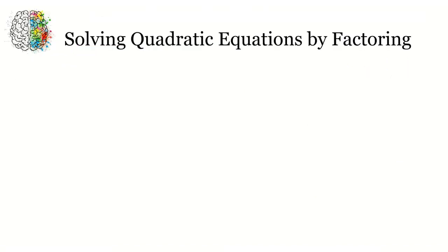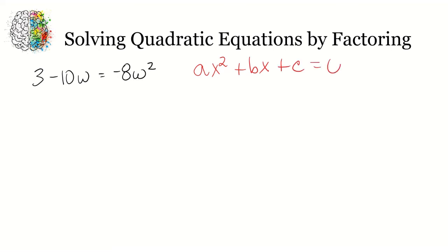In our last example, let's say they give us the problem 3 minus 10w equals a negative 8w squared. So the first thing that we recognize is that we're going to need to move these numbers around because we want it in the form of ax squared plus bx plus c equals 0. So let's identify each of our variables. So this is our c, this is our bx, and this is our ax squared.